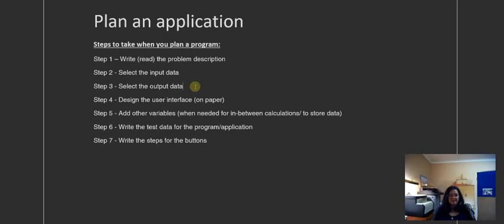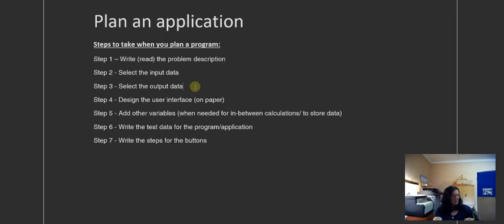Then we're going to design the screen. It's called the user interface. And we can just do that on paper very quickly. Just a rough drawing just to make sure we've got an idea of what we want to do. Step 5 doesn't always happen in that specific sequence. Steps 5, 6 and 7 are sometimes a little bit interchangeable. Sometimes I need other variables, things that will come in between the input and the output. So in-between calculations, temporary variables, things that I need to calculate in order to get to my output data.